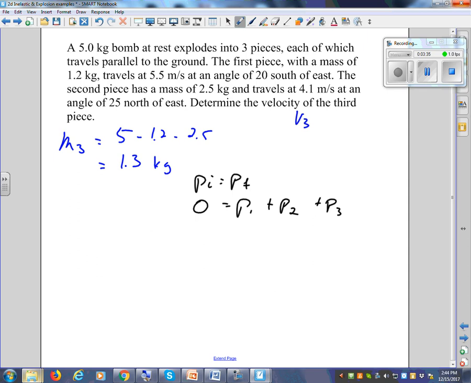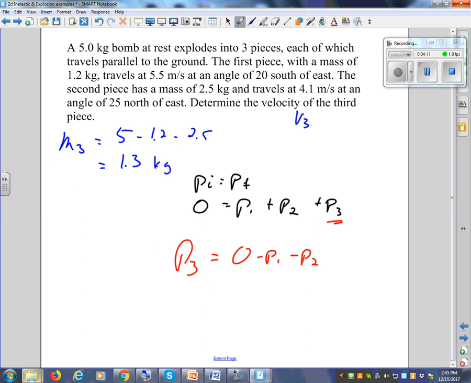Okay. So we know P1, we know P2. We are solving for P3, right? We need to find vector P3, the momentum of P3, and then we're going to divide by the mass to get the velocity. So P3 is 0 minus P1 minus P2, right? Is it vector subtraction? I guess it is. It's 0 subtract those vectors, which is real easy because you don't even have to subtract anything. It's just 0 minus that, right? Does that make sense?